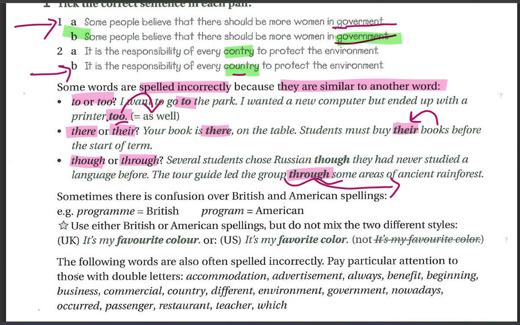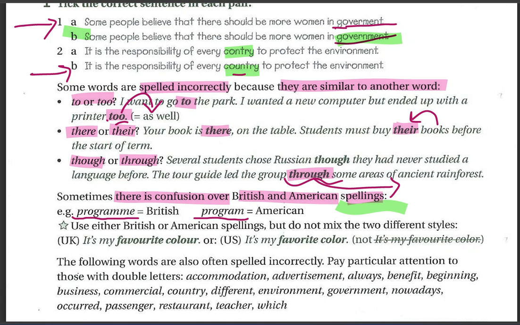Look at the next part. Sometimes there is confusion over British and American spellings. As you know, they have a lot of differences in their spellings. Look at here. For example, programme is British and here program is American. Look at how it differs in their dictation. So which one is correct? What do you know about it? When it comes to your IELTS, which one is correct? Should you use British or American?